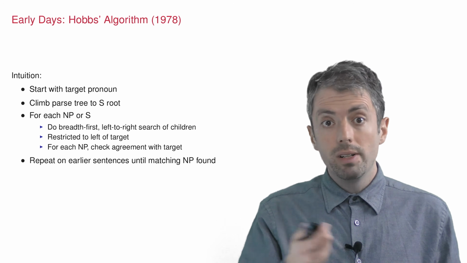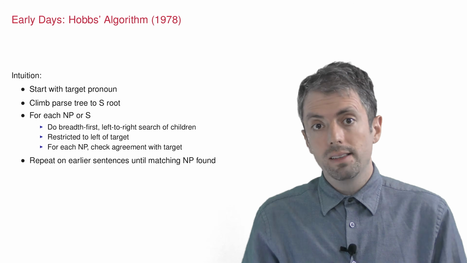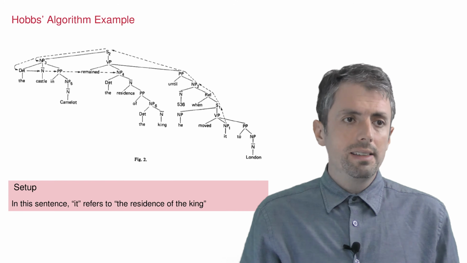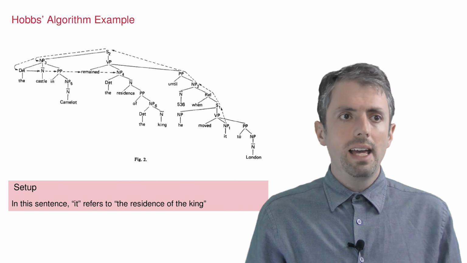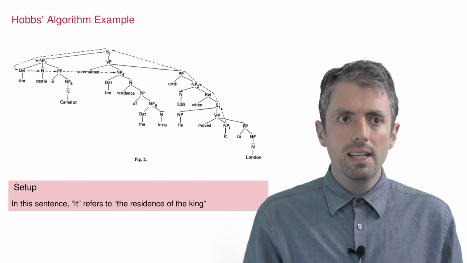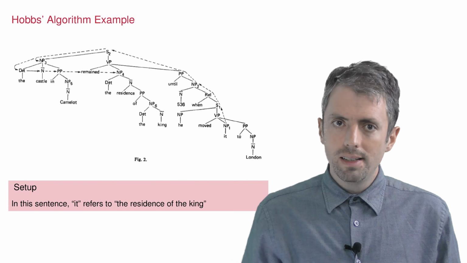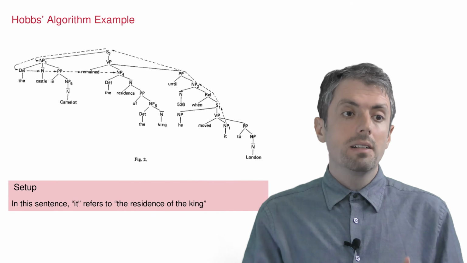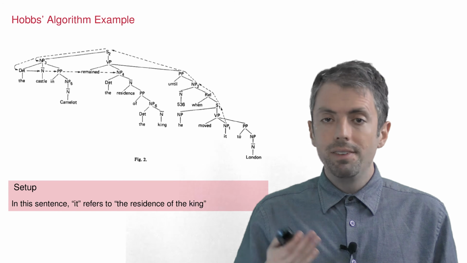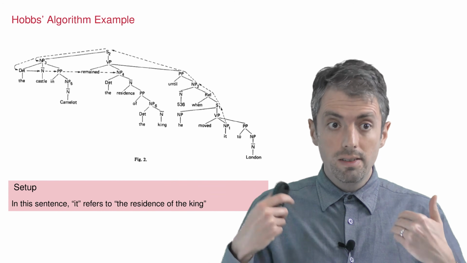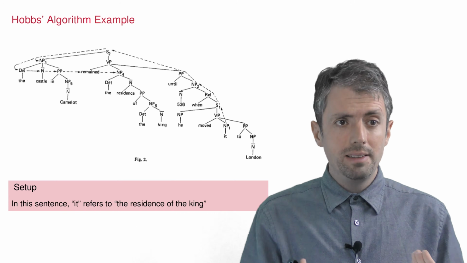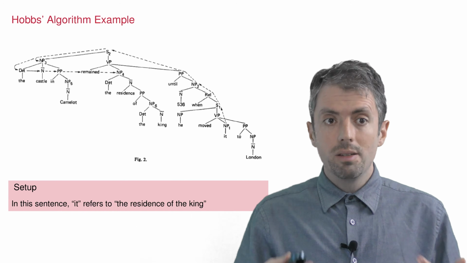And then keep doing that on earlier sentences until you find some matching NP. So let's go through an example of this from the sentence, "The castle in Camelot remained the residence of the king until 536 when he moved it to London." So let's see if we can figure out the referent of it. Now, we as humans know that this refers to the residence of the king, but the algorithm doesn't know that.